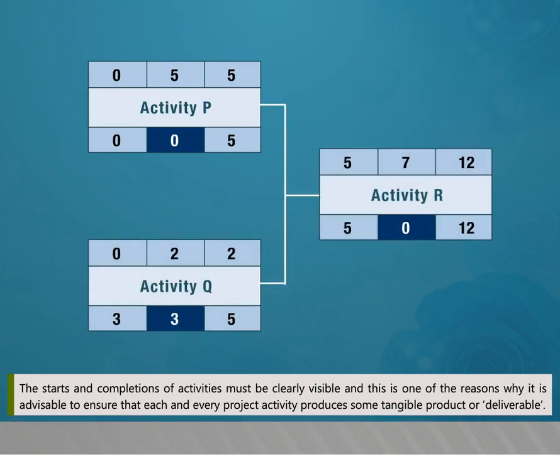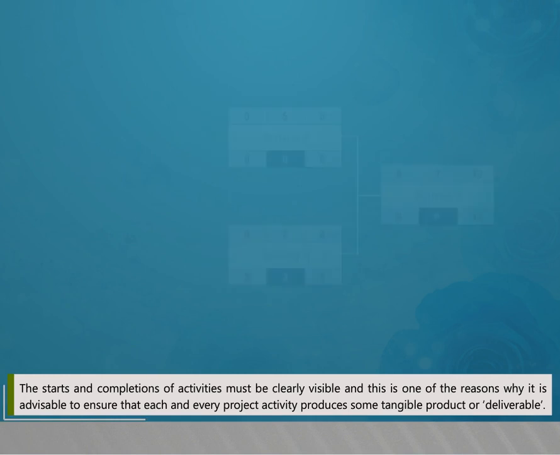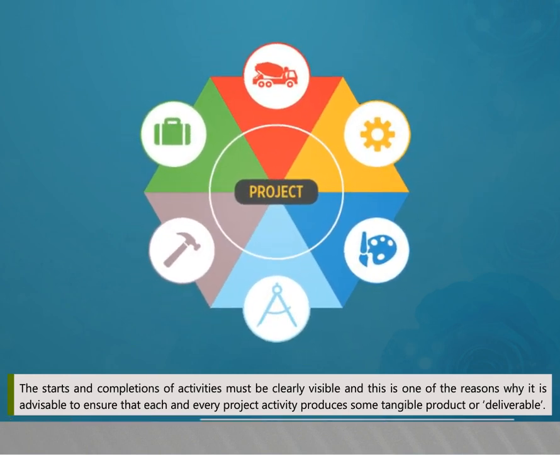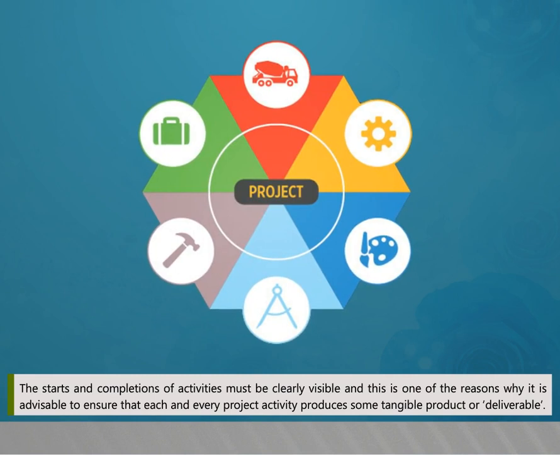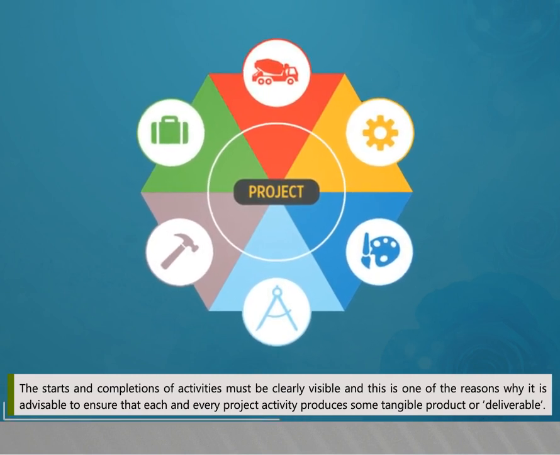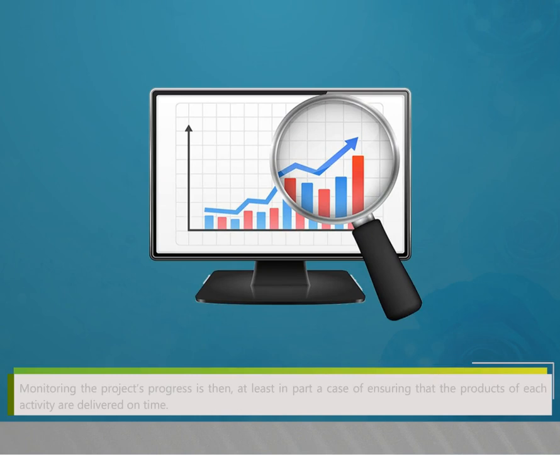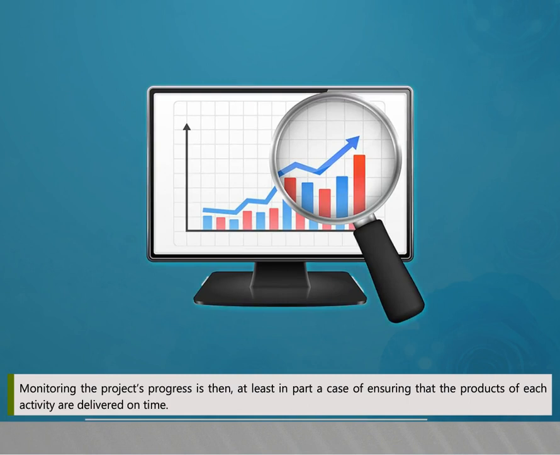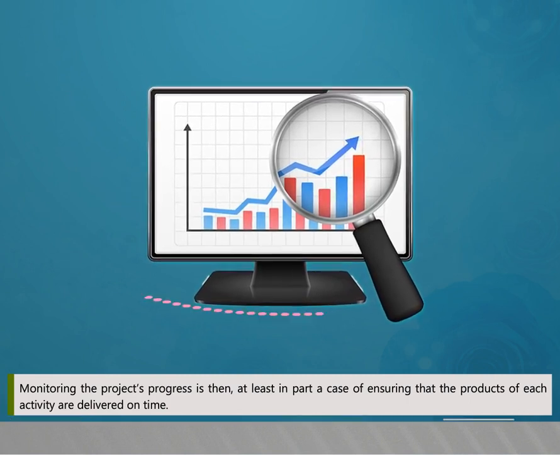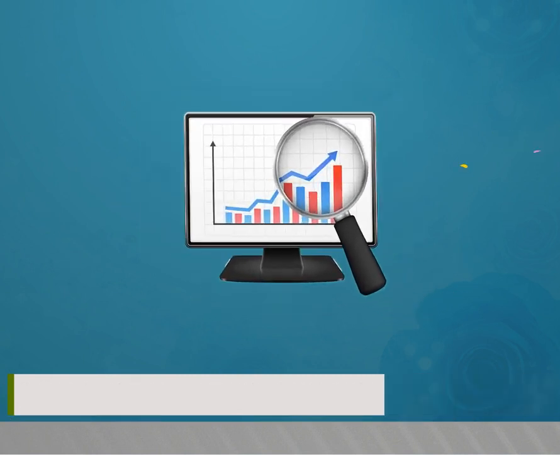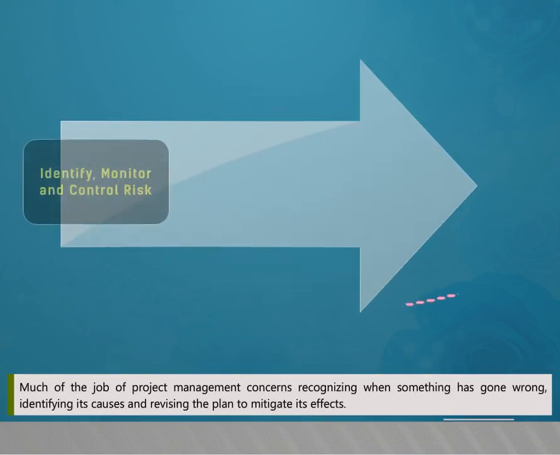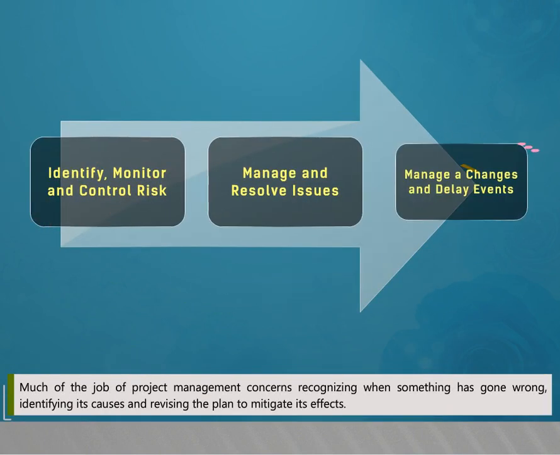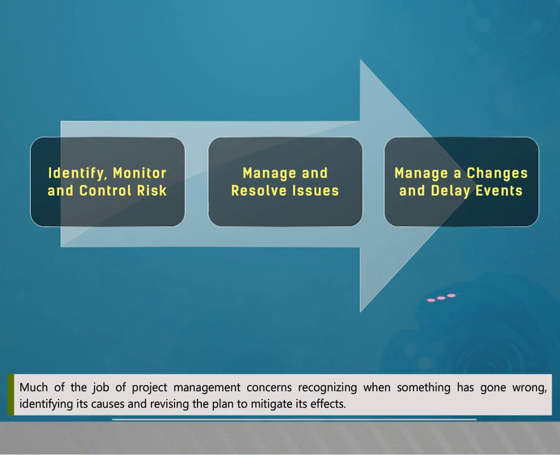The starts and completions of activities must be clearly visible, and this is one of the reasons why it is advisable to ensure that each and every project activity produces some tangible product or deliverable. Monitoring the project's progress is then, at least in part, a case of ensuring that the products of each activity are delivered on time. Much of the job of project management concerns recognizing when something has gone wrong, identifying its causes, and revising the plan to mitigate its effects.